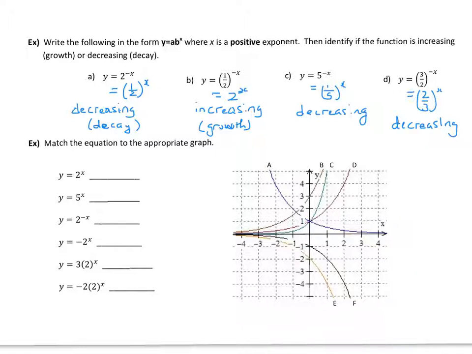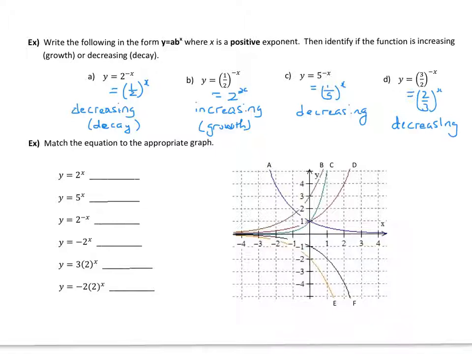Similarly, 5 to the negative x became 1/5, which is between 0 and 1, so it's decreasing. And then 3/2 became 2/3 with the x becoming positive. 2/3 is again between 0 and 1, so that's a decreasing function or exponential decay.